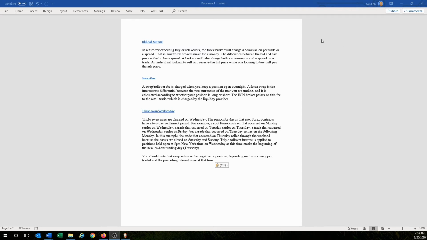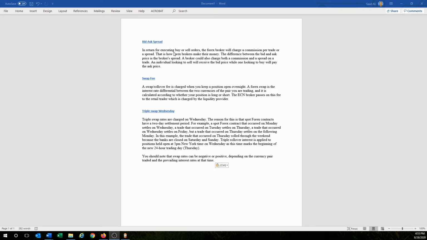Okay, so the next term we're covering is bid and ask spread. This is how the broker makes money. They make money in two ways, through charging a spread and charging a small commission. And the spread is also pretty small. So let's just read the definition.